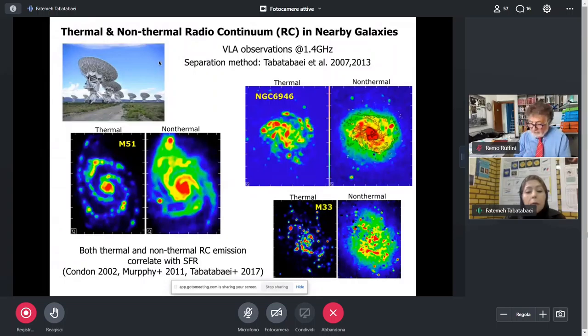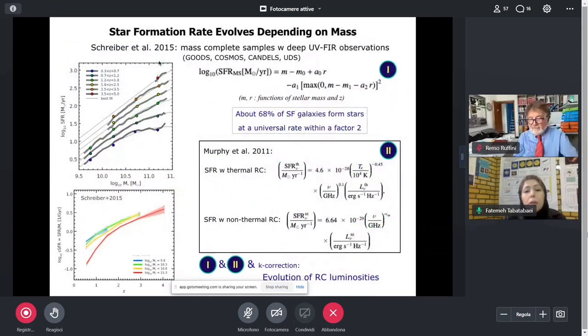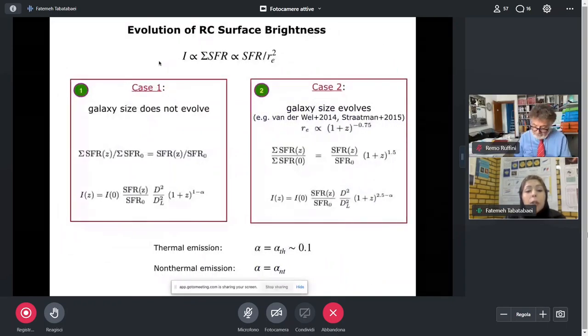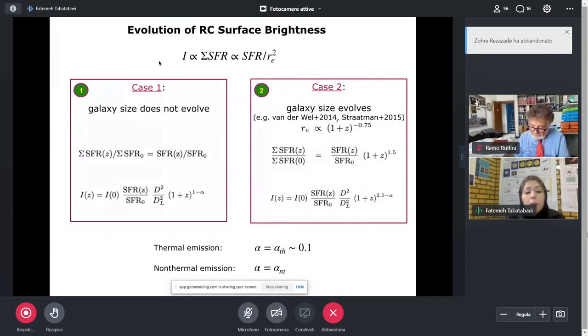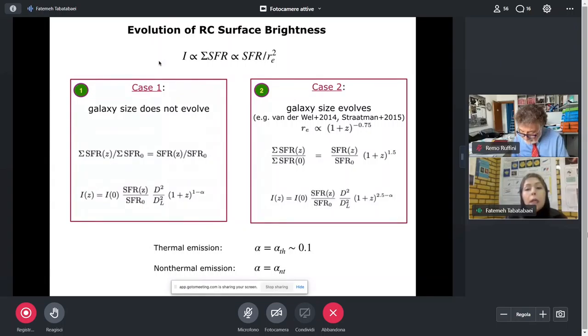Interestingly, both thermal and non-thermal emission correlate with the star formation rate. And as the star formation rate evolves with redshift, or with cosmic time, we can use the correlation between star formation and thermal and non-thermal radio continuum to obtain a prescription for the evolution of the thermal and non-thermal emission with redshift. Here we consider two cases, because we are working with surface brightnesses, and depending on the galaxy size evolution, we may have different prescriptions.